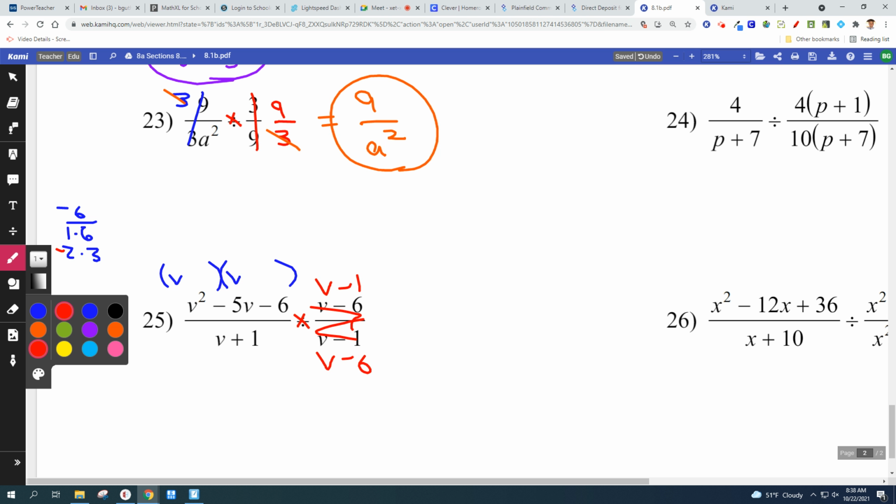People are like, well, if I make both of these negative, I can add up to -5. But why doesn't that work? That'll make a +6, right? So that can't work. It's got to be +1 and -6, right? That's going to do the trick. That's going to multiply to -6 and add up to -5. All right. Now, v minus 6 cancels, v plus 1 cancels. All I've got is v minus 1.